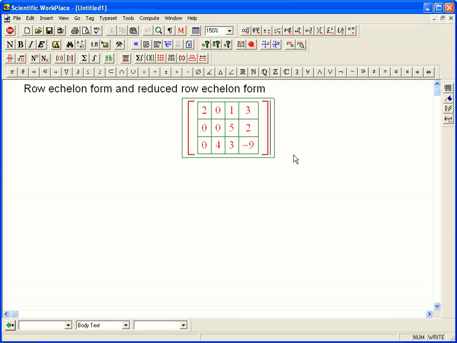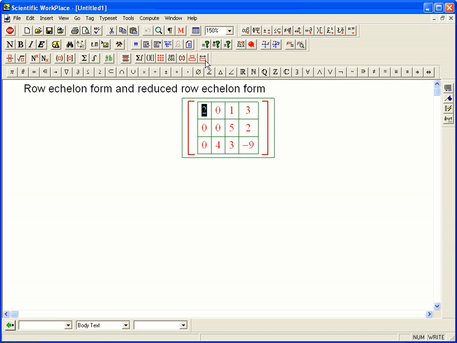Just a short video about row echelon form and reduced row echelon form. Row echelon form is the goal of Gaussian elimination on a matrix. It's a slightly more general thing than the triangular form we were thinking about for systems. And the key concept for both of these is the leading entry, or the pivot, as I often call it.